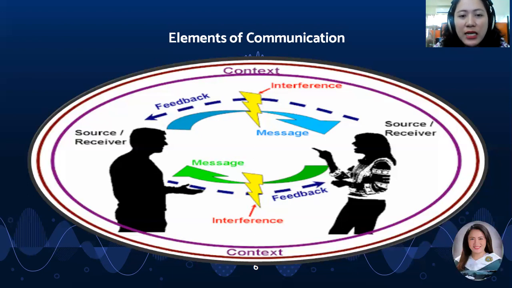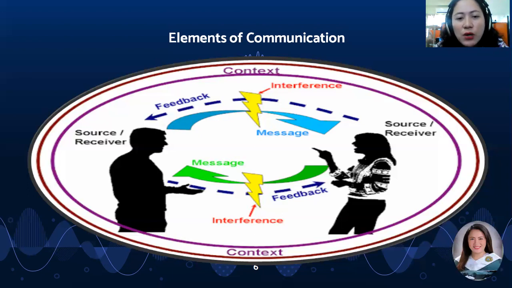So for example, if John is an engineer and Anna is a doctor, then John should not use the technical terms or the jargons of engineers in communicating with Anna, because Anna might not be able to understand what he is trying to convey. So it is better to use a simple yet understandable language.